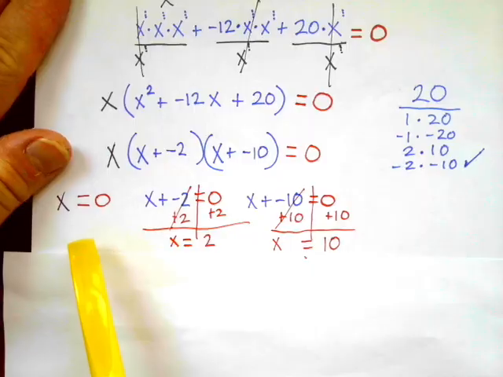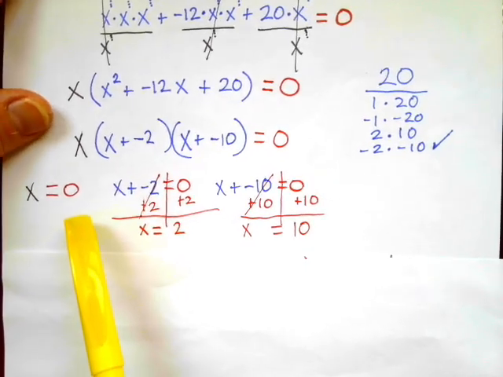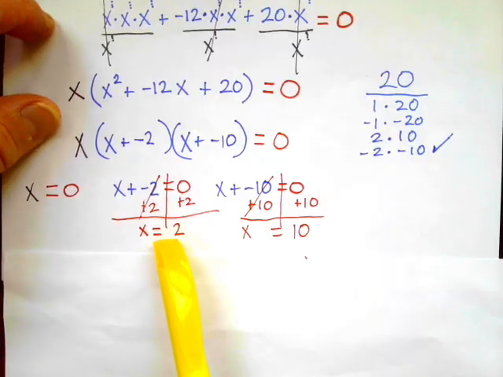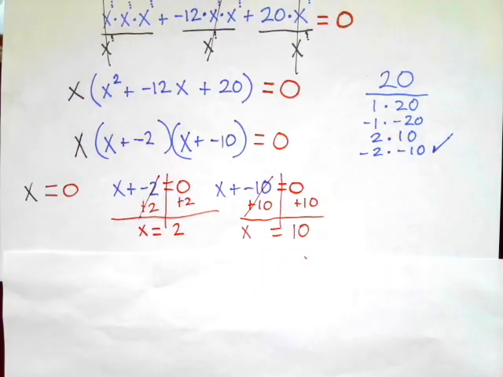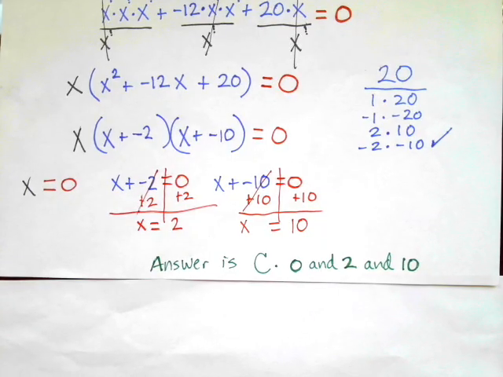So now there are all three of your zeros of this function. X equals 0, x equals 2, x equals 10. Your answer is C. 0 and 2 and 10 are all of the zeros of this particular function. Hopefully this is helping you out a little bit. Hey, math is easy. Take it step by step.